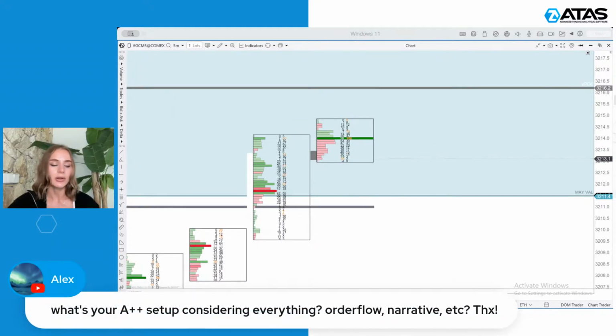Alex, my A++ setup is when my volume profile aligns, my weekly and my monthly volume profile aligns, when I have the volume only on one side, so the price is either under the volume or above the high volume. So this is my A plus plus setup, and then footprint confirmation. For example, now with gold, it's not my A plus plus setup.